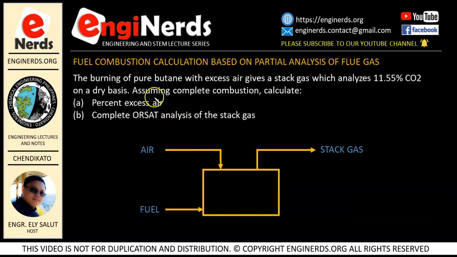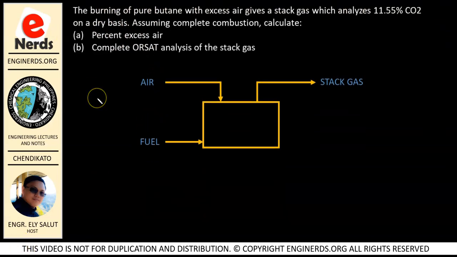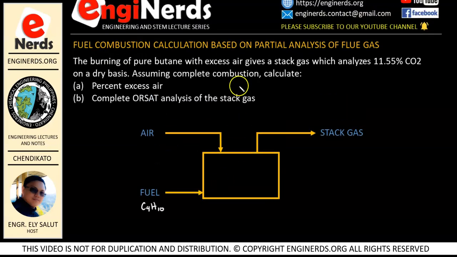As you can see, our given here is a fuel consisting of pure butane. So that means our fuel here is C4H10. And then we have excess air. So we are provided with excess air. Those are our givens.